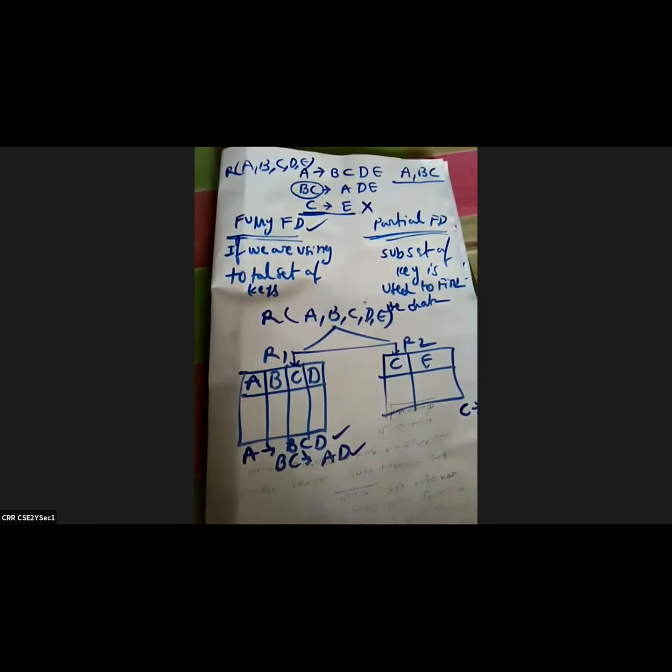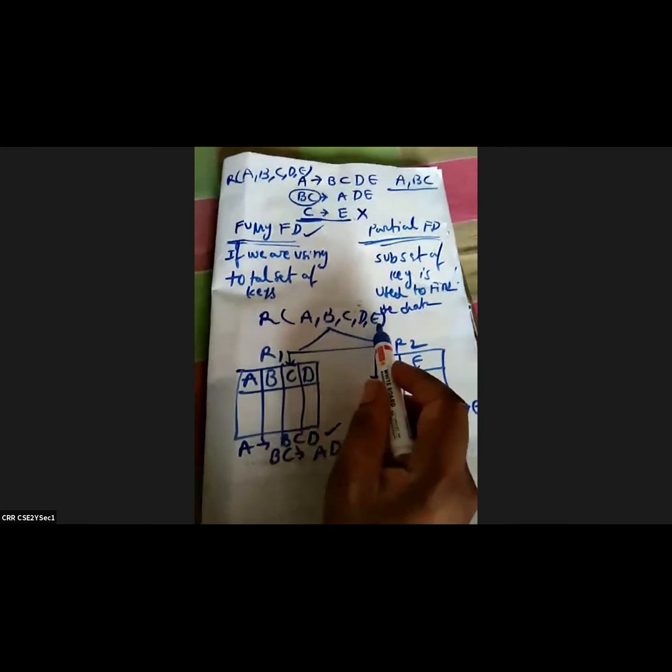In this manner, we are dividing the table into smaller tables, and this is the best example for second normal form. So I will try to explain again. Please try to understand this. Don't get confused. Here I am considering initially one table. That table is R of A, B, C, D, E, and consider the dependencies are like this.